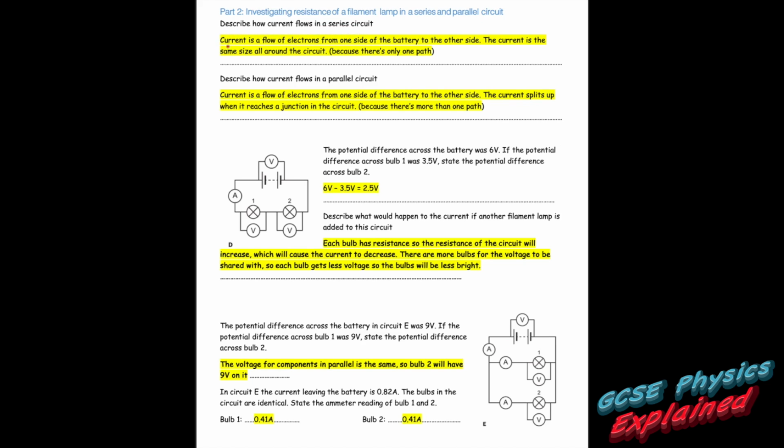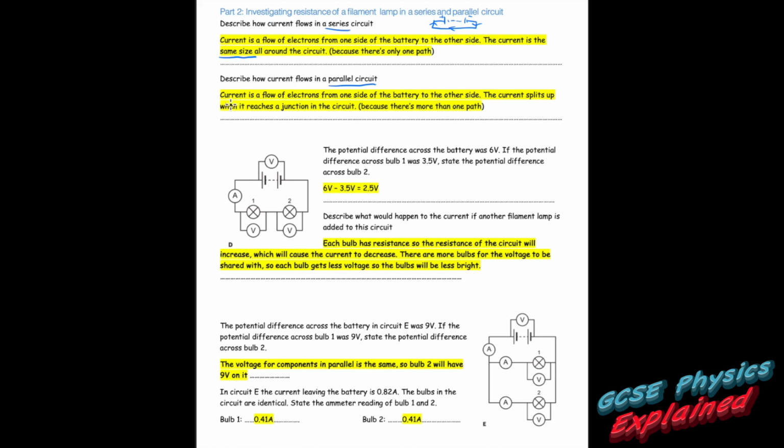So remember, current is a flow of electrons, and it'll go from one side of the battery to the other side. Remember, electrons are negative, so they'd come out of the negative side of the battery, which is the small side, and they will go round the circuit and go into the positive side. The current is the same size all around the circuit, and that's because there's only one path in a series circuit. Describe how current flows in a parallel circuit.